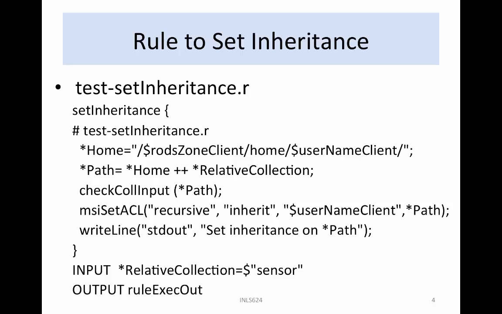The rule sets up the path name to a collection that will have access control set. The collection name is checked if it exists. Inheritance is set recursively on the collection.